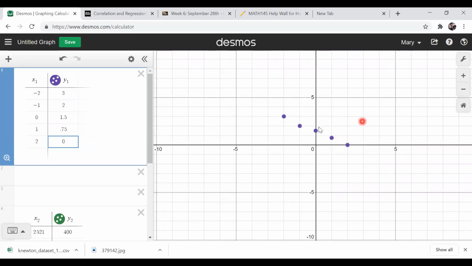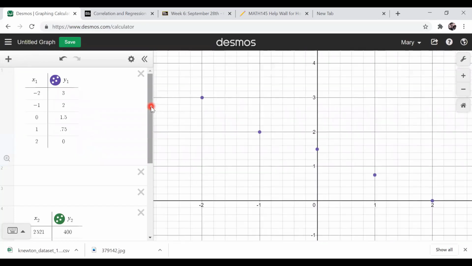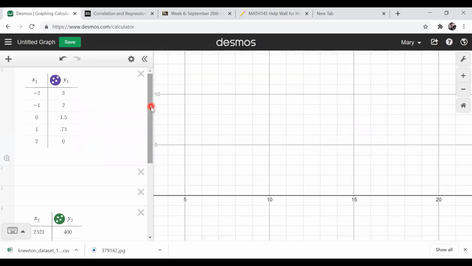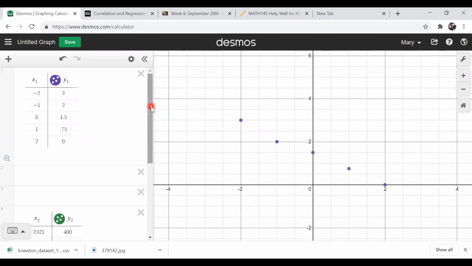Okay, so that's how you would create a scatter plot. You just hit plus sign, click table, and then put in your points. It's easy as that. And what's cool is you can zoom in, you can zoom out, you can move right or left. Right, so there's our scatter plot.